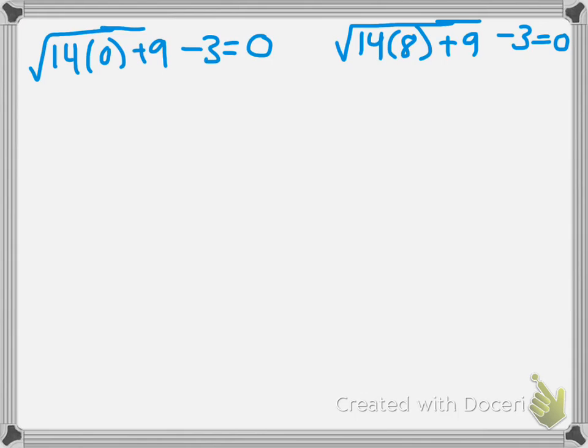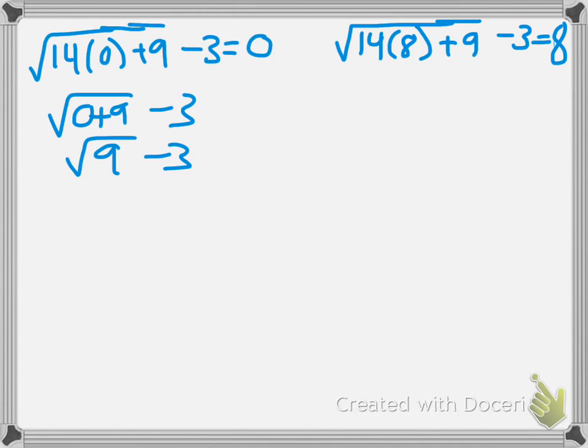So I've set up my two equations, the original ones, one with 0 in for x and one with 8 in for x. So I'm going to check each of these and make sure that they work. On the left, for my first equation, 14 times 0, that's straightforward. That's going to be 0 plus 9. So the square root of 9 minus 3, which is 3 minus 3. Is that equal to 0? And yes, it is. So my first answer, 0, checks out.